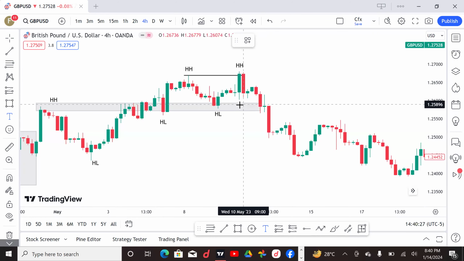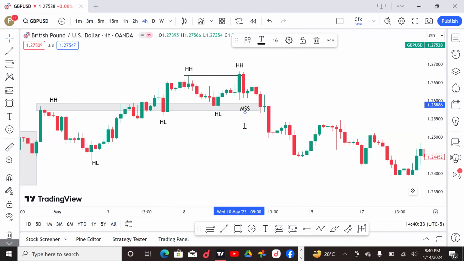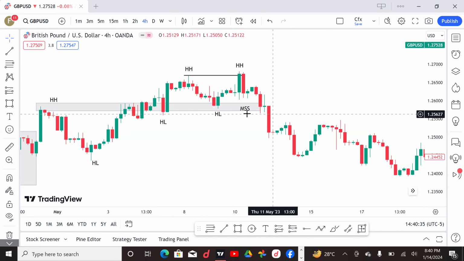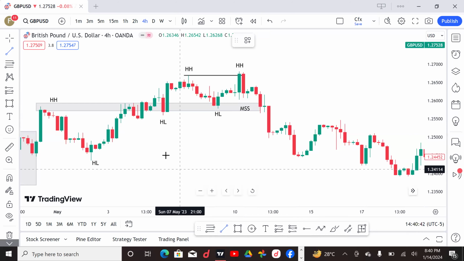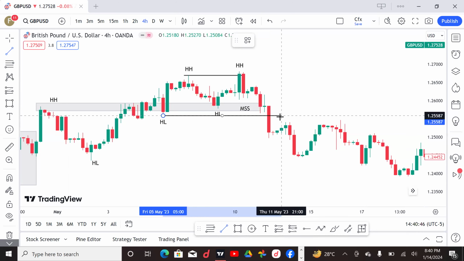It is there. It is very, very clear. We have this very clear shift in market structure. We have the shift in market structure. We have this break of structure right here. You can see this break of structure right here. From this, we got this break of structure.